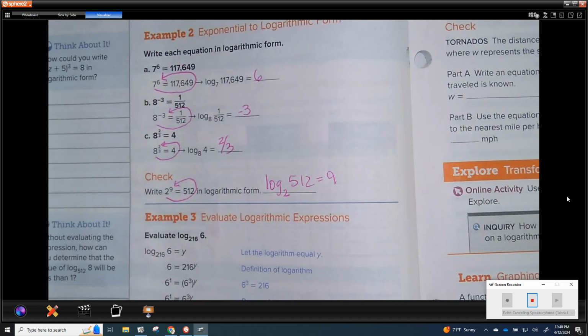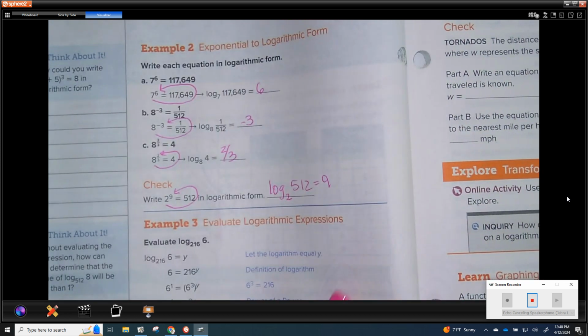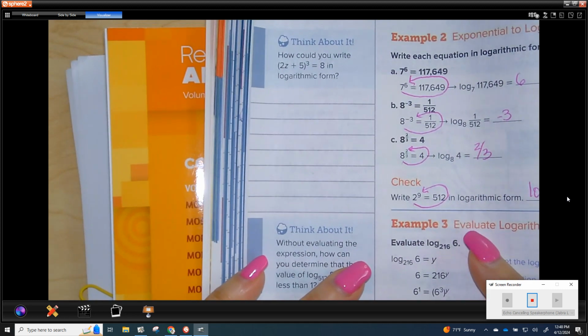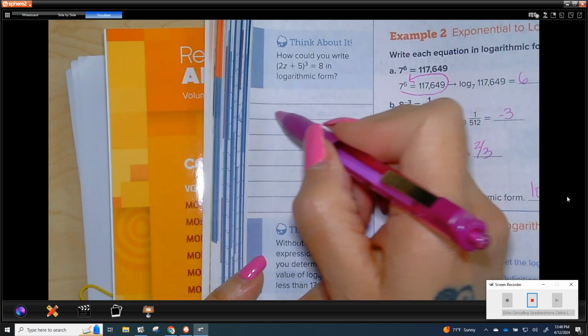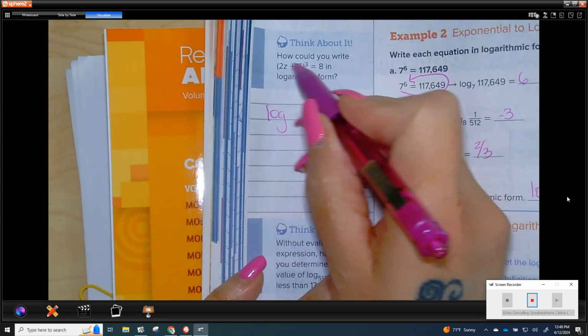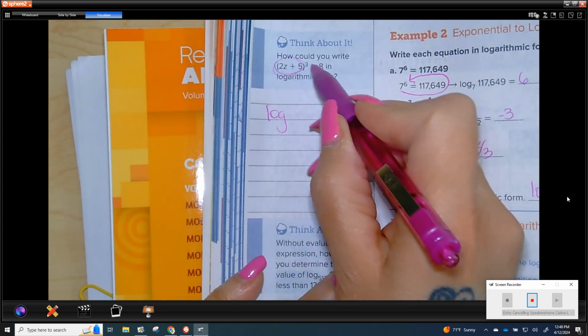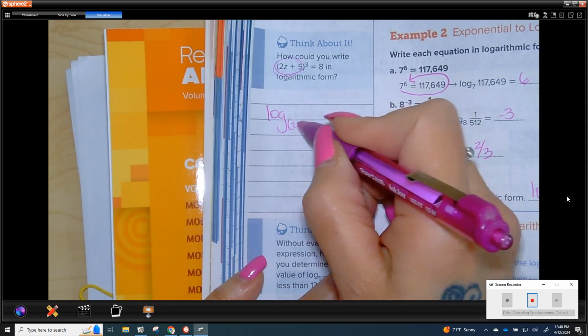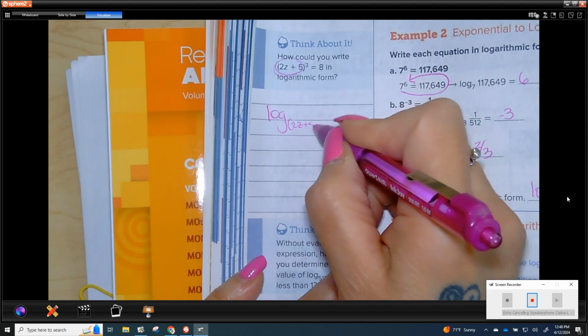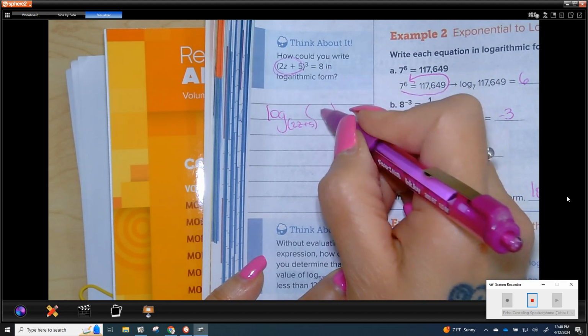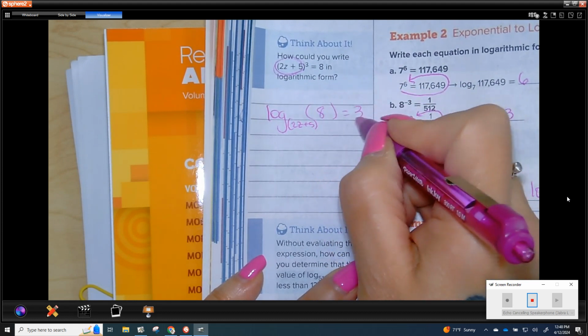All right, let's do the think about it. I'm going to try to fold this way. So we write it as log, so we have log. What's our base? Our base is here. This is our exponent, so we have 2z plus 5. Our answer is 8. Our exponent is 3.